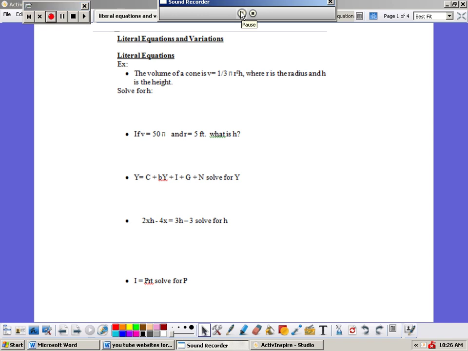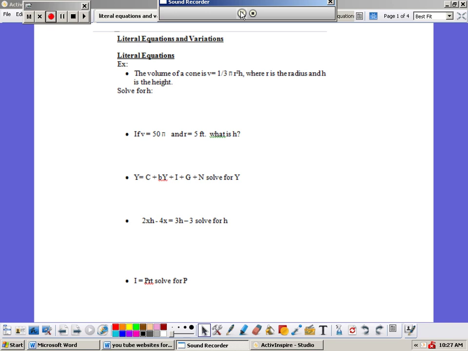Okay, today we're going to talk about literal equations and variations. Literal equations are when you take a formula and you transform it into another formula that you can use. For example, let's say you are a box builder and you are constantly given the volume, the length, and the width, but you always need to find out what the height is.